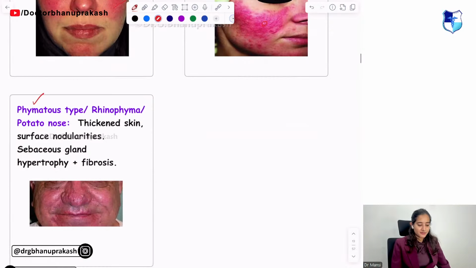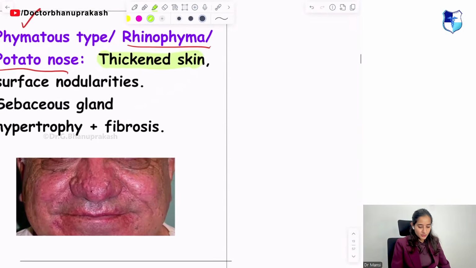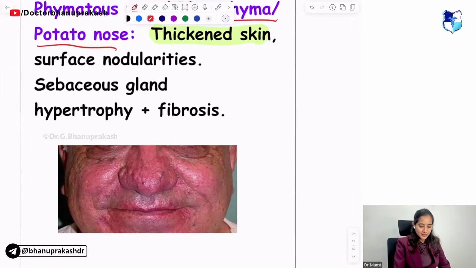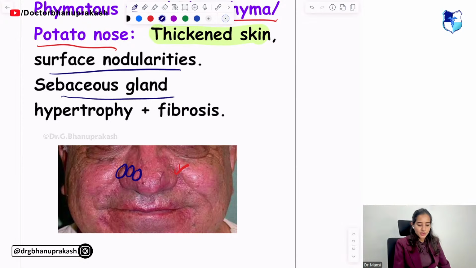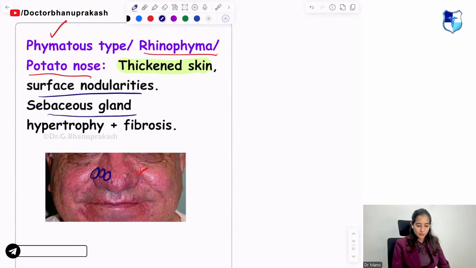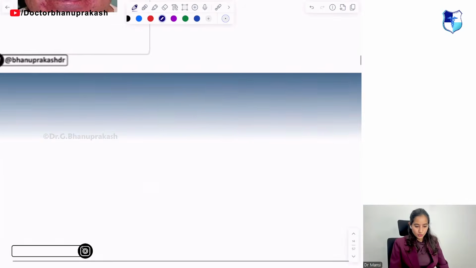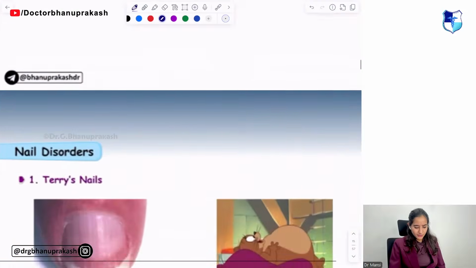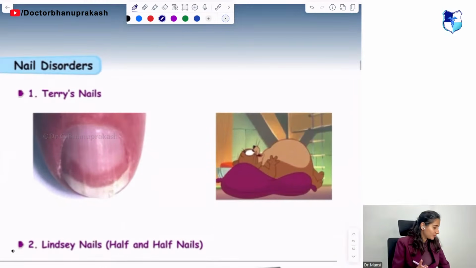Then we have next, which is phymatous type and the rhinophyma. Potato nose, you also studied in ENT. This actually gives you thickened skin. You can see that the nose has this thickened skin, and there are surface nodularities. You can see the nodules. It is because of the sebaceous glands being hypertrophied and fibrosis which is occurring. I don't think you'll find it difficult to distinguish it from the acne.